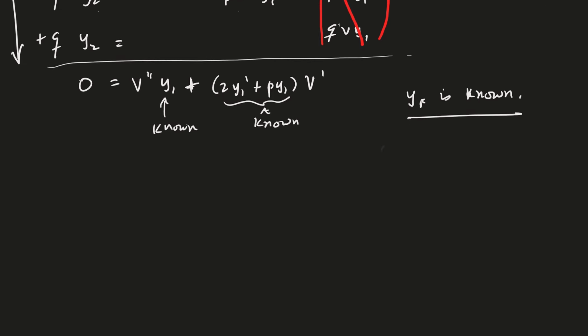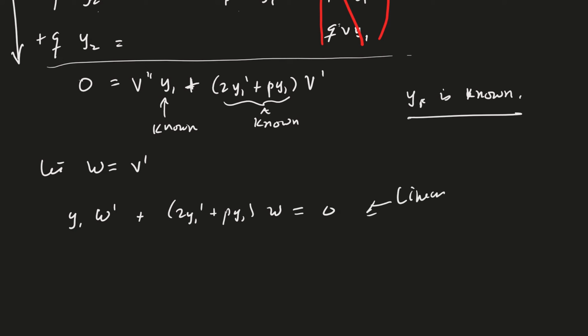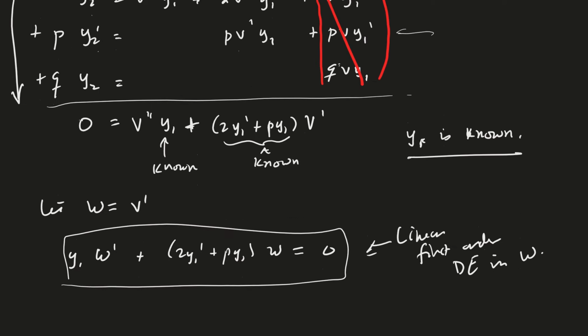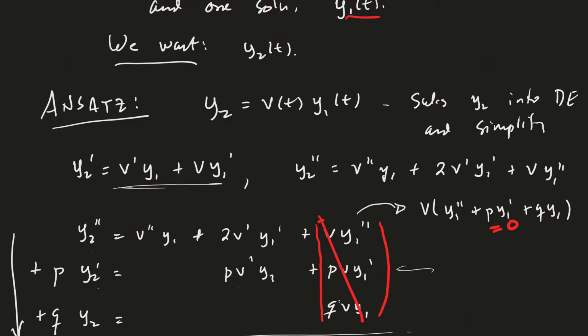And so what do you have here? You could think of this as a first order differential equation. So you could let w be equal to v prime, and then this differential equation becomes y1 times w prime plus 2y1 prime plus p y1 times w equals 0. And now this is a linear first order DE in w. Good. So I would encourage you to try this method out in this proof. I'm going to leave that as an exercise, actually.